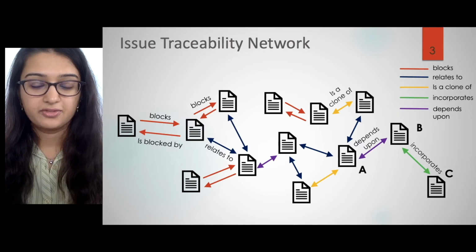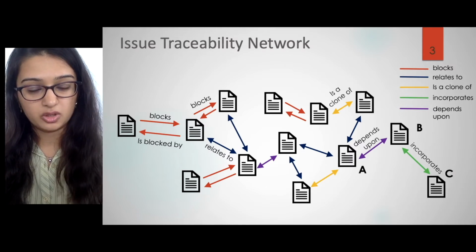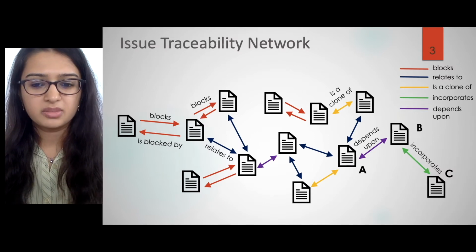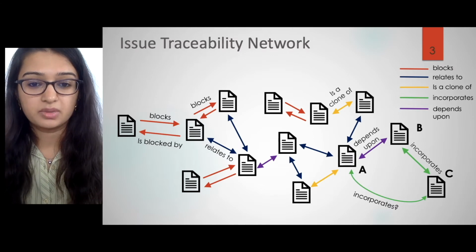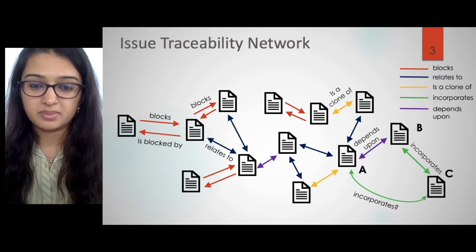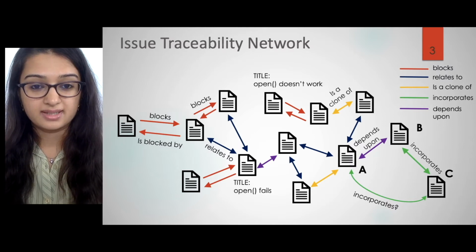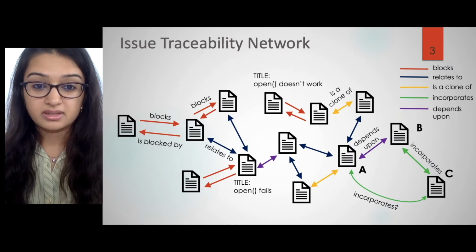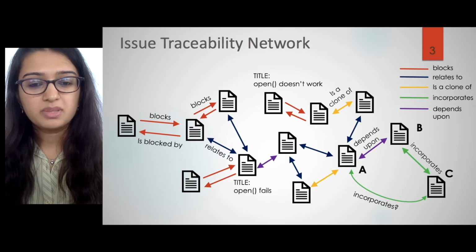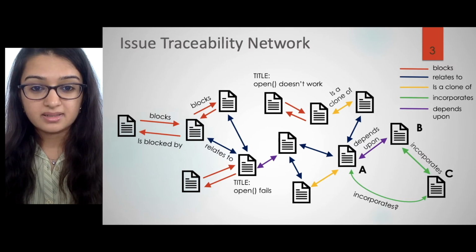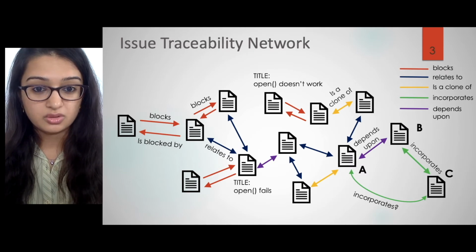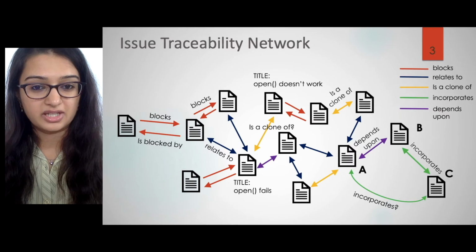For example, if A depends upon B and B incorporates C, we should be able to use the prior network structure to determine if there is or could be some relation between issues A and C. But not just the link types. Other information, such as the title or description, if semantically similar to other issues, for example, should be able to provide us with some information on whether these two issues have some relationship.